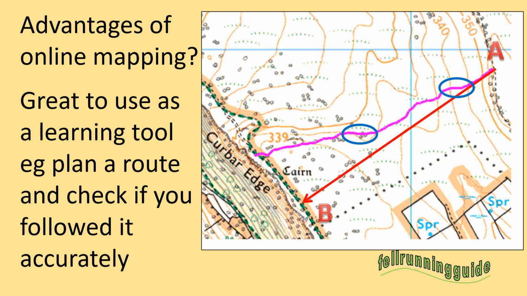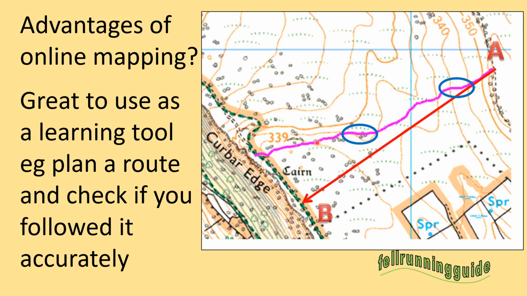So the example here is for a night navigation course that I organised. I had a couple of runners, and the idea was to get from A over to B. They were to try and follow a compass direction over rough ground at night, southwesterly to here. And the purple line is actually the route that they took.